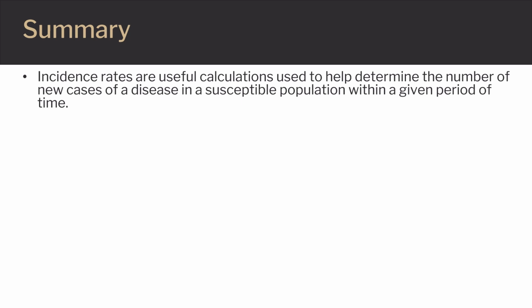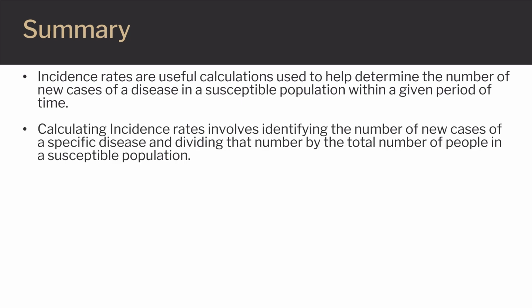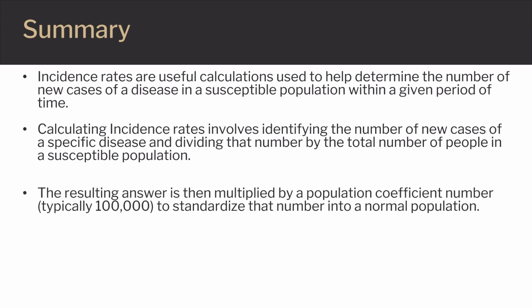In conclusion, incidence rates are useful epidemiologic calculations that can detail the amount of new cases of a disease in a population. It involves identifying the number of new cases of a disease and then dividing those numbers into a number which represents the total amount of people in a population who are or can be susceptible to that disease. The product of that answer is then multiplied by a population coefficient number, which is typically 100,000. The answer is then expressed as X people per 100,000 people in a population.